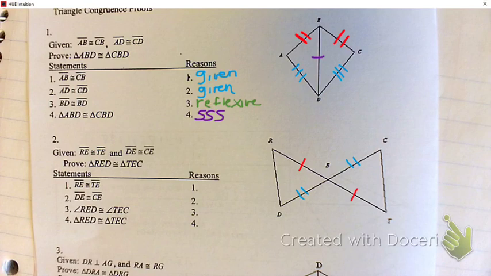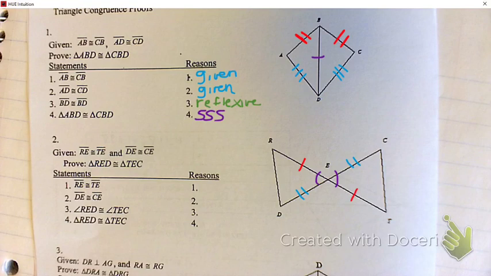All right, the problem says RE is congruent to TE, so I wrote that in red. And it says DE is congruent to CE. I wrote that in blue. What else is congruent even though they didn't tell me? The angles across from each other. It doesn't tell me that in the given. That's something I'm going to have to come up with a reason why. So what is the reason why those 2 purple angles are congruent?